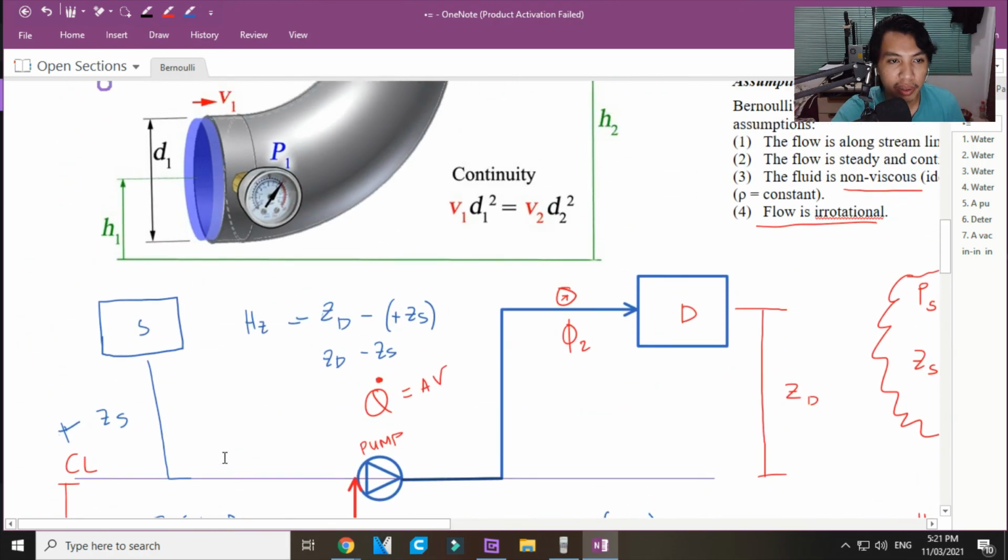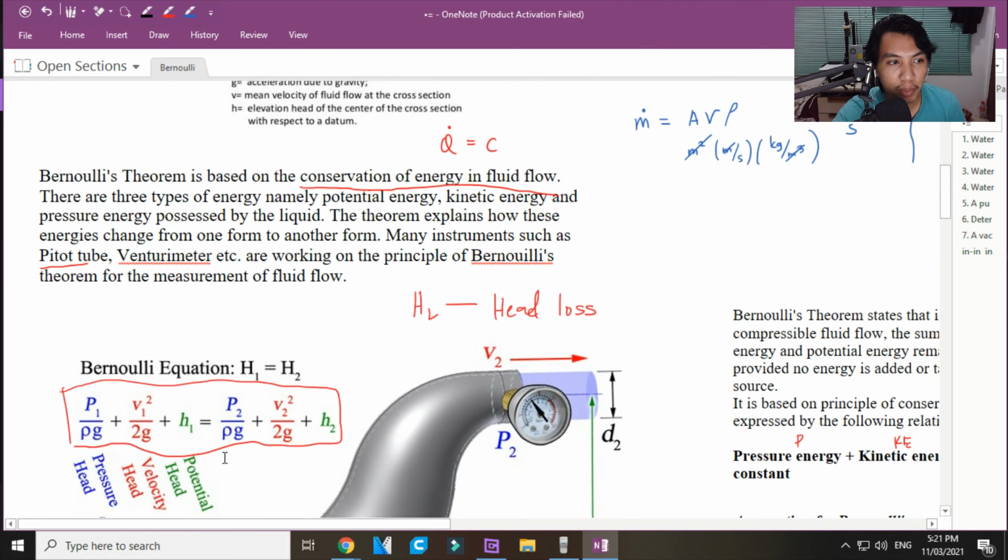Okay? I think that will be all for Bernoulli Theorem. Na-tackle ko naman lahat. The note will come out after this.